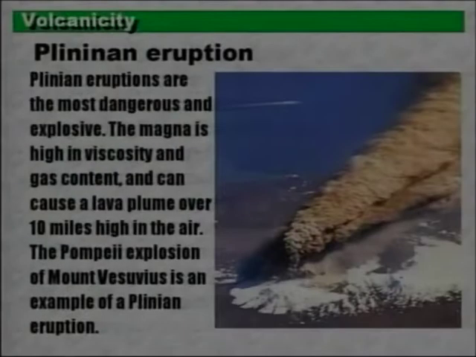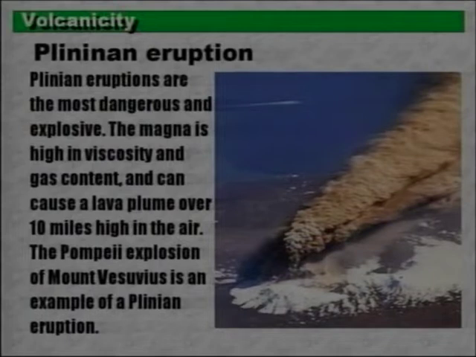Let's look at an explanation and some examples of each of those types of eruption. We'll start with the first one, the Plinian eruption. The information on our monitor tells us that Plinian eruptions are the most dangerous and explosive type of eruptions. The magma is high in viscosity and gas content and can cause a lava plume over 10 miles high in the air.